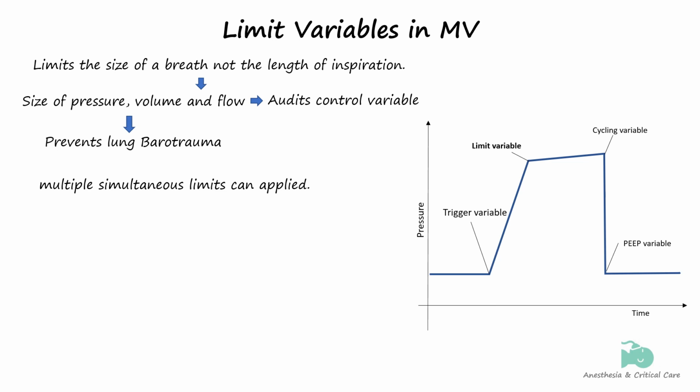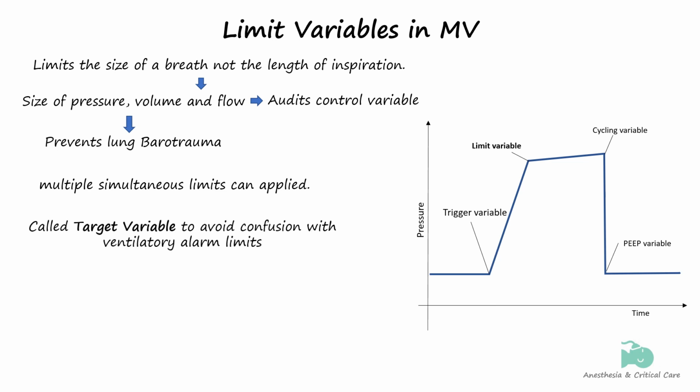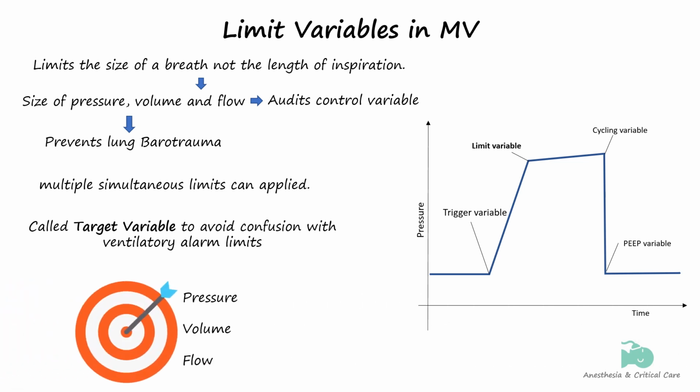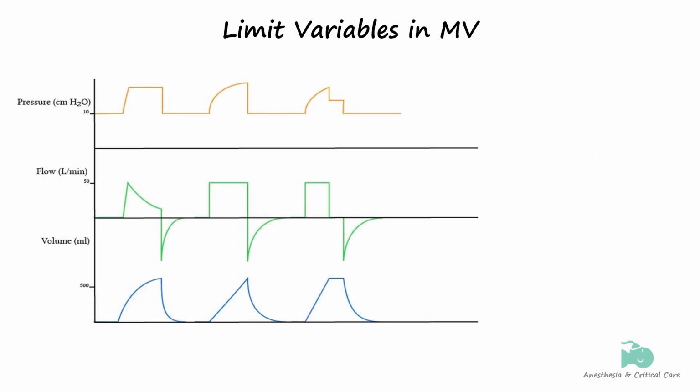For this reason, limit variables are preferentially called target variables now. A target is what each breath cycle is aiming to achieve, that is, to deliver a breath to a preset tidal volume, preset pressure or flow. The three main limit variables in routine use are pressure, flow and volume limits.